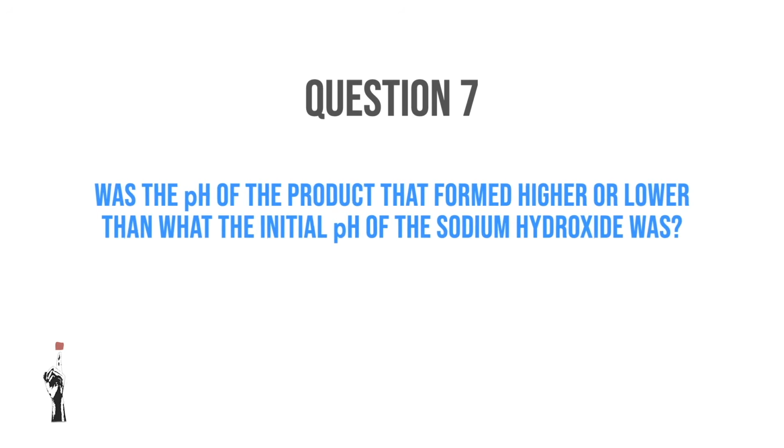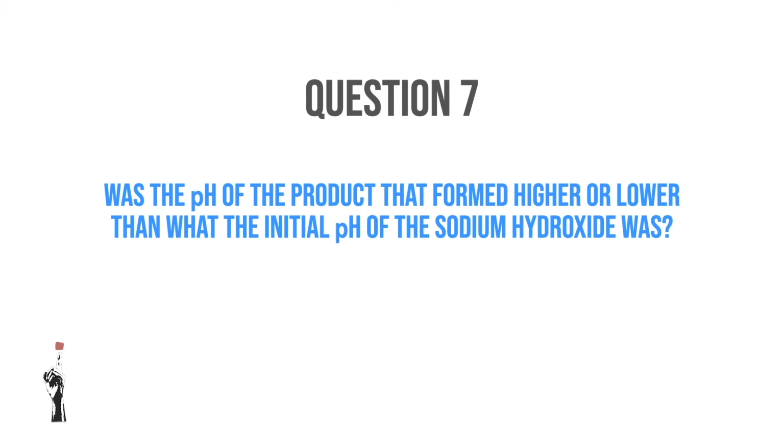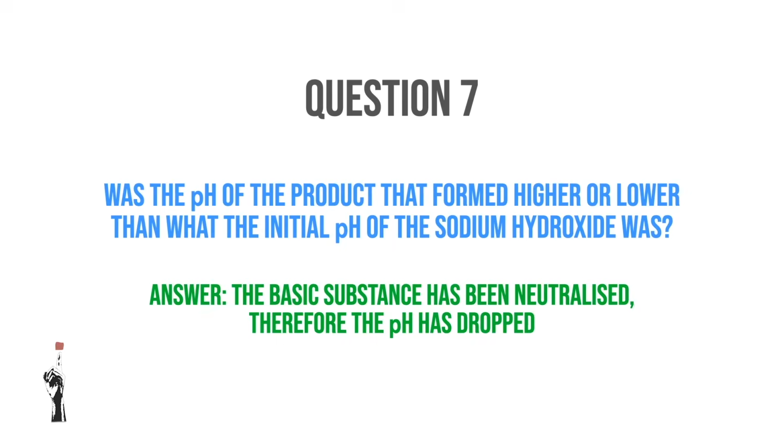Now, when you hear this, do you think that the new pH of our solution is higher or lower than the initial pH of the sodium hydroxide? Again, sodium hydroxide is a base and has a pH far higher than 7. The green color indicated that it is now a neutral substance of a pH of 7, and therefore the pH of the substance has dropped.